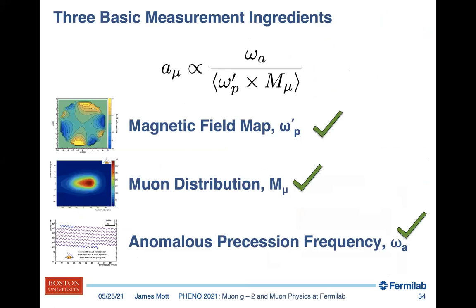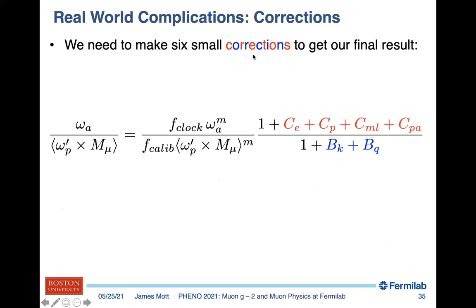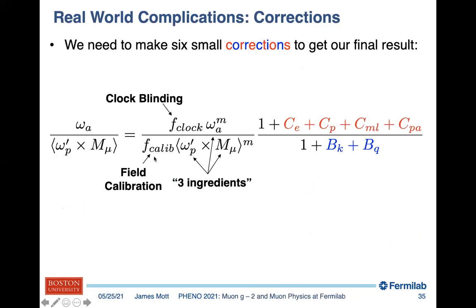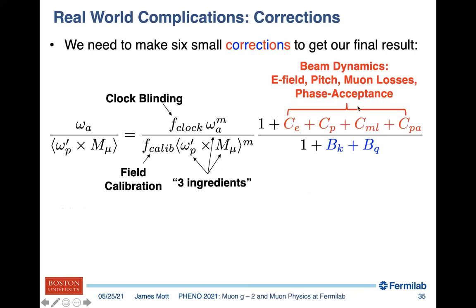Right, so there are 3 ingredients. We've got them all. Are we quite done? Well, these were just the basics. Actually, we need these 6 small corrections to get our final result. And so these are the 3 ingredients I told you about before. We've gone from this simple picture to this more complicated one. We have the field calibration, which I mentioned earlier with the probe swapping. We have a clock blinding factor. And then on top of this, we have these beam dynamics effects.